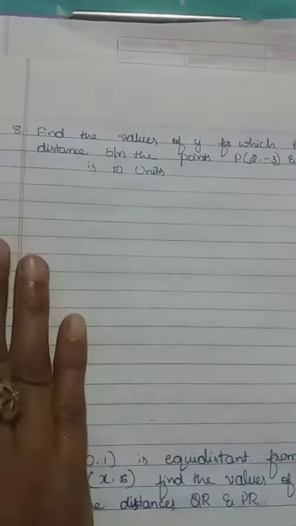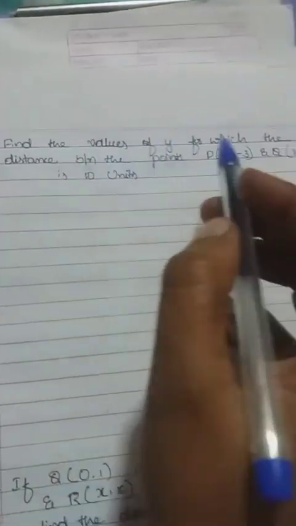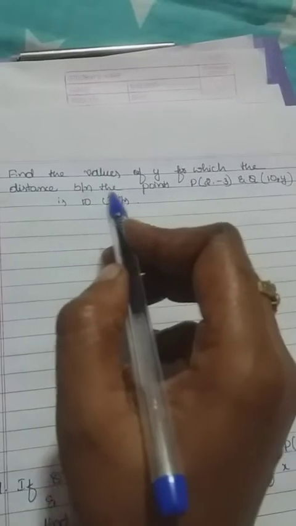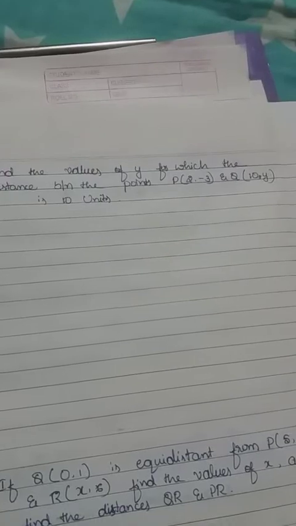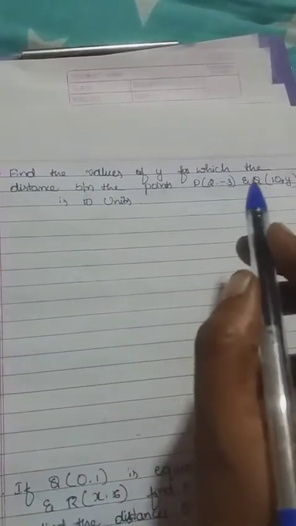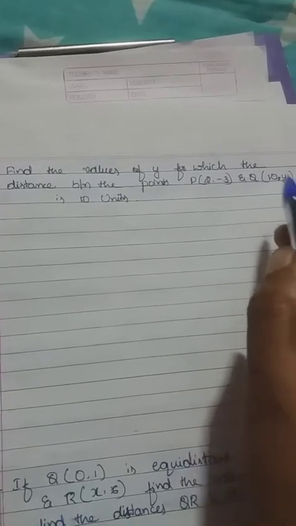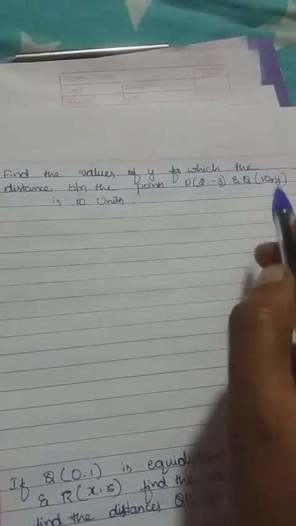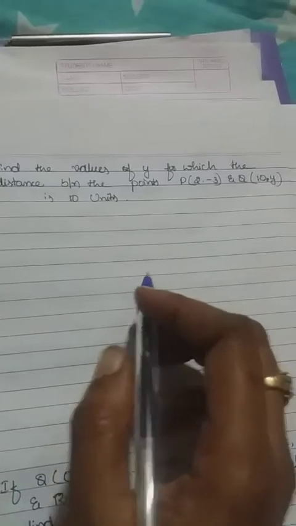Hope you will understand. Let's move to the next sum, the eighth sum in exercise 7.1, and read the sum. Find the value of y for which the distance between the points P(2, -3) and Q(10, y) is 10 units. I mean, the d value and the P and Q values are provided. We want to find out the y value here. D is given, x1 y1 and x2 y2 are also given, but in y2 only y is provided. We want to find out the y value.